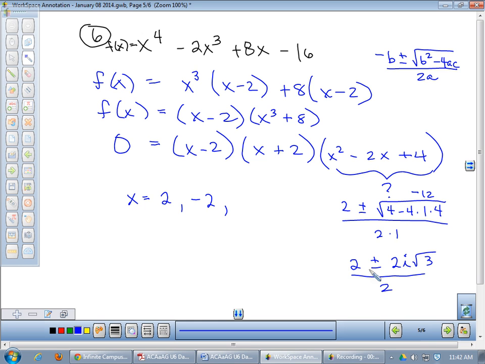And you see that everything divides by 2? So this simplifies to 1 plus or minus i root 3. So I have 1 plus i root 3 and 1 minus i root 3. And then I have my quadratic, and I have 1, 2, 3, 4 zeros.